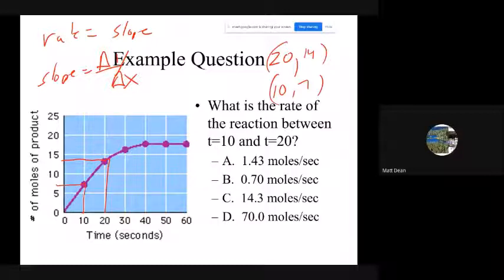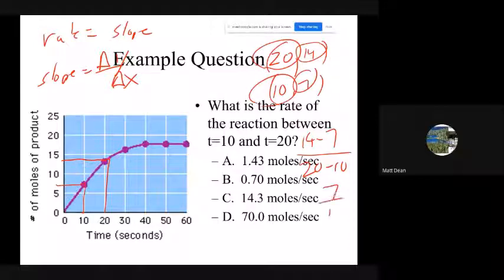So let's find a slope. We're going to go change in Y over change in X. So let's take our two Y's, 14 and 7. 14 minus 7, that's a change in Y, over change in X, 20 minus 10. So we end up with 7 over 10, or about 0.7. And the units would be the Y units, moles, over the X units, seconds. So 0.7 moles per second looks good. So when you're asked to find the rate, find the slope, do that by going change in Y over change in X.